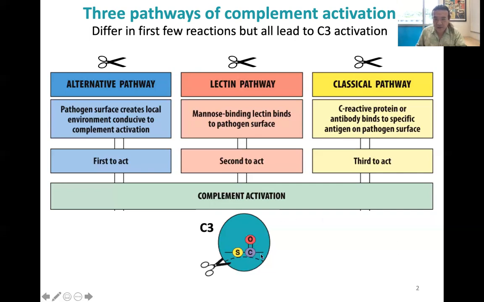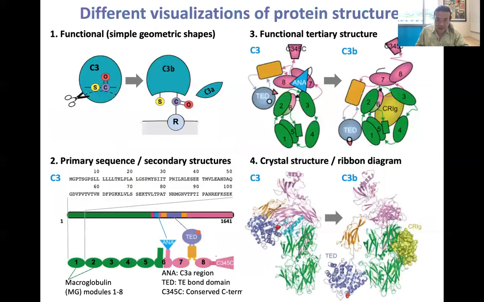We said that in the book, oftentimes the illustrations are oversimplified, like the complement protein C3 is just this light blue colored egg, right? And there's a pair of scissors that come along. But we want to be careful, because while we want to understand the concepts behind it, we don't want to get too wedded to just thinking that complement C3 looks like this.